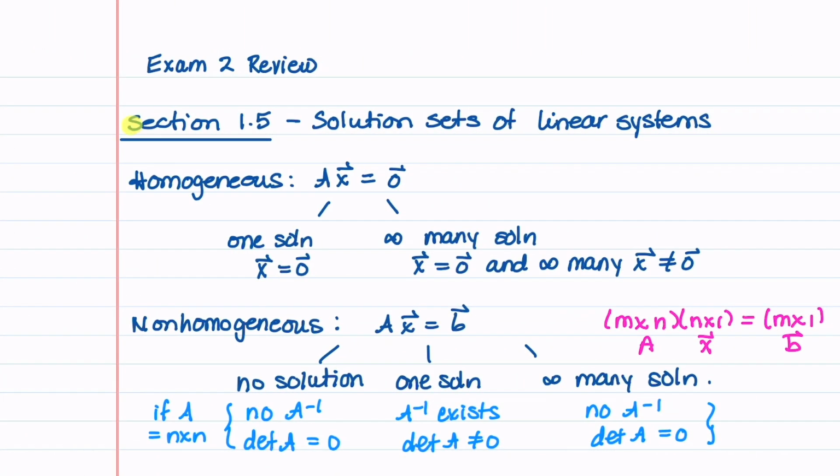We'll begin with section 1.5 on solution sets of linear systems. We looked at homogeneous linear systems, Ax = 0, and non-homogeneous linear systems, Ax = b. With homogeneous linear systems, you can have one solution, and that's x = 0, or you can have infinitely many solutions, and those solutions are x = 0, and then infinitely many others that are not equal to 0.